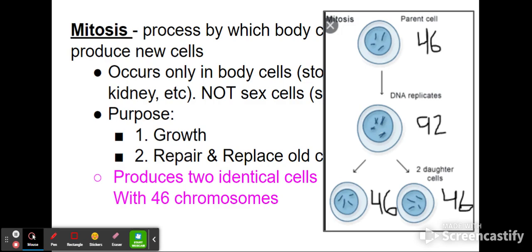So we always make the exact same cells. If I want to replace a skin cell, we're going to make the same exact skin cells that we started with. They're not going to have more chromosomes or less chromosomes than before.